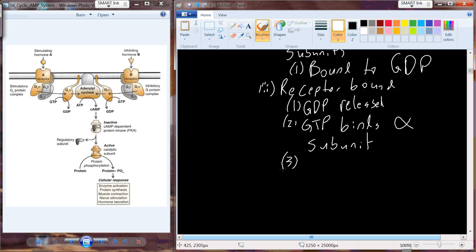Now, in this picture, it's a little deceiving because it shows the GDP kind of falling off. Really, what happens is GTP binds to the alpha subunit. We catalyze that bond. This is a phosphoanhydride bond, a high energy bond. That gives energy to that alpha subunit, so that alpha subunit can now undergo a process to bind to adenylate cyclase.